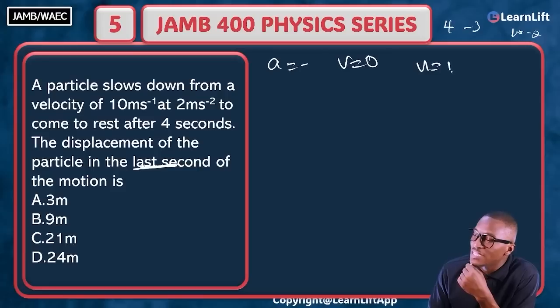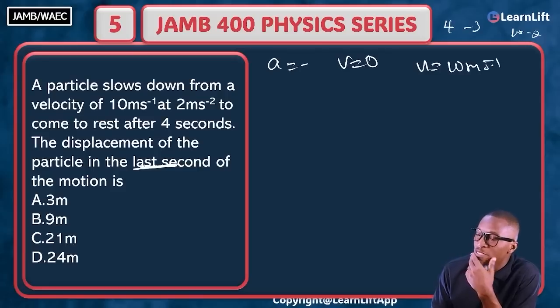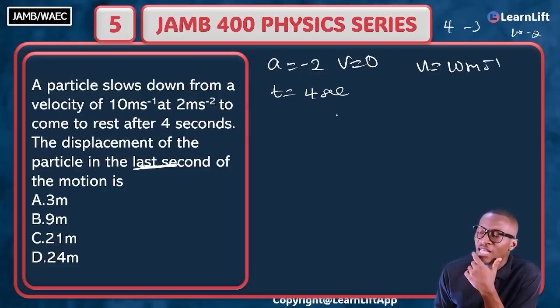U is given as 10 meters per second. Acceleration, that means we told you acceleration will be negative. That's minus 2 meters per second squared. And we're given the time to be equal to what? 4 seconds. They say, what is the displacement, that's the distance, in the last second.